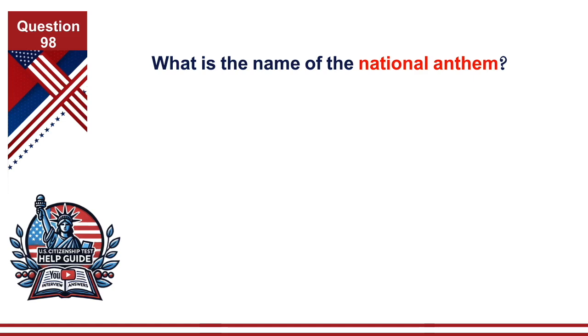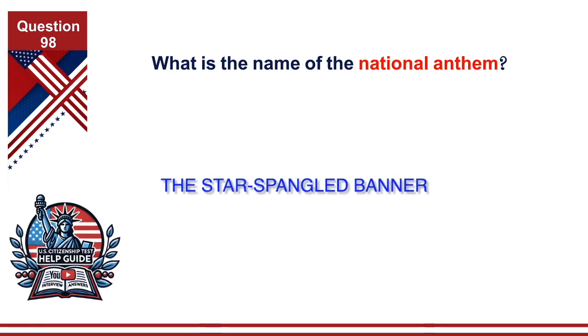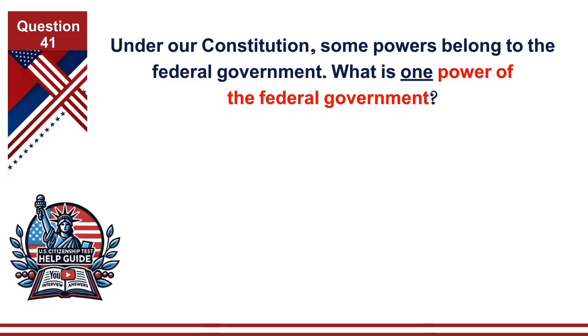What is the name of the national anthem? The Star-Spangled Banner. Under our Constitution, some powers belong to the federal government. What is one power of the federal government? To print money.